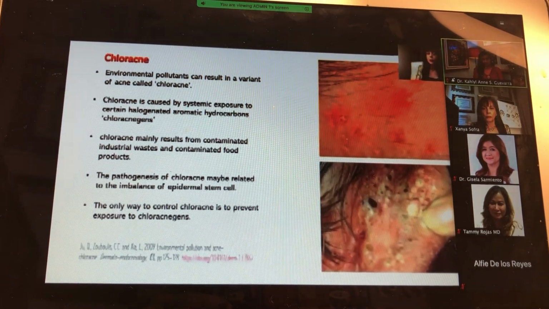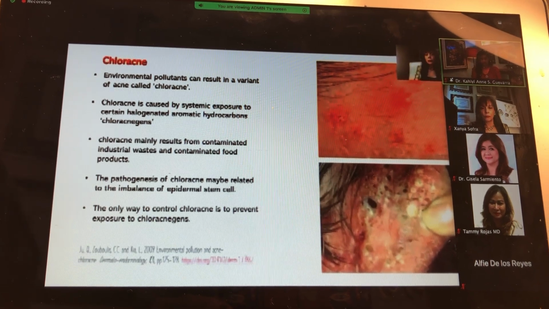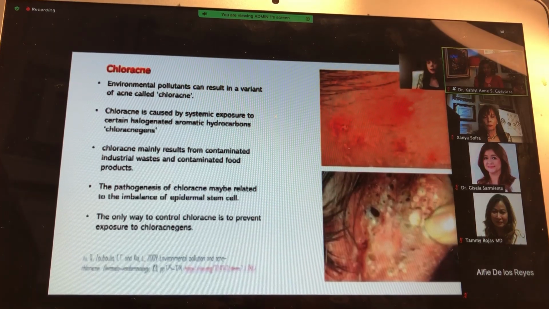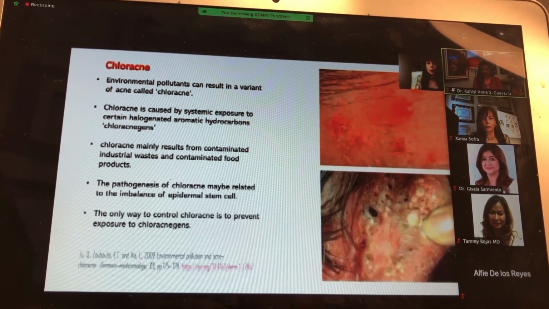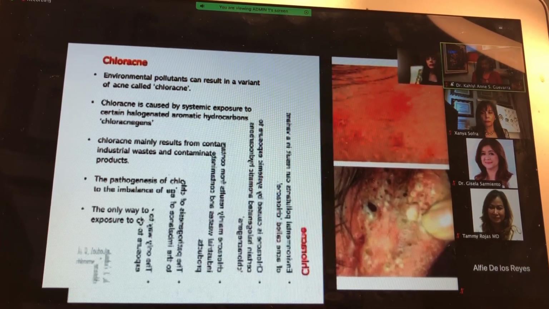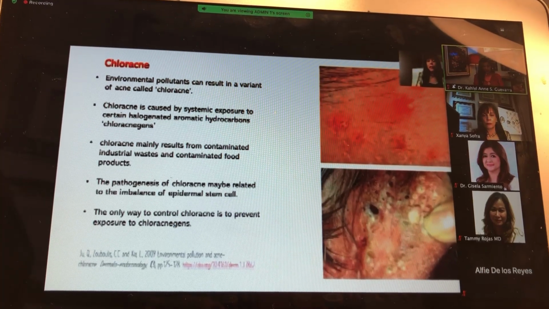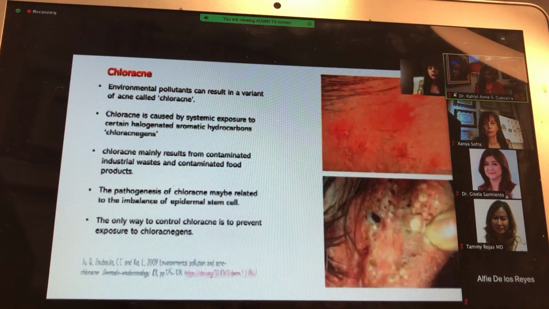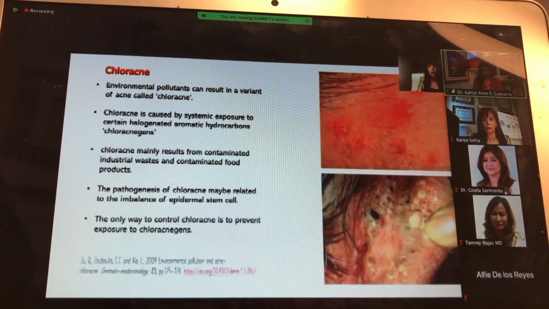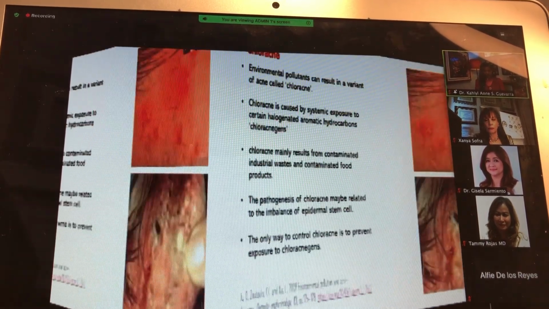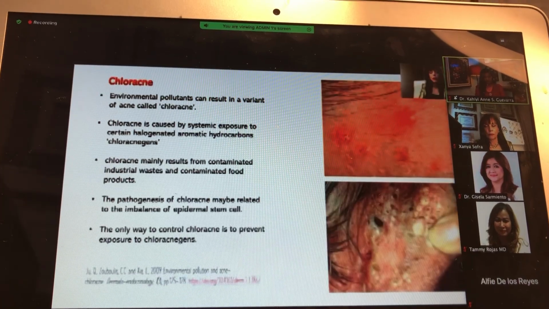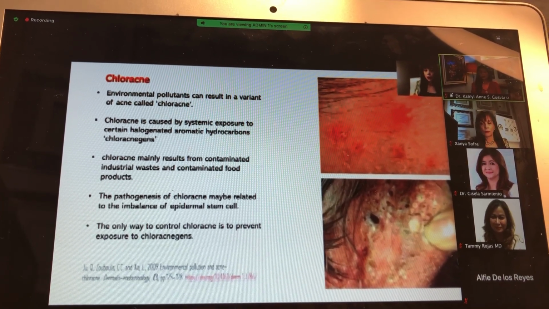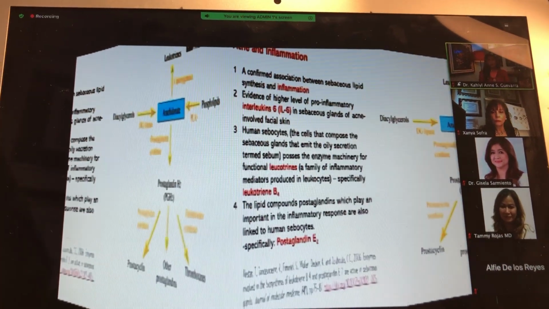Environmental pollutants can result in a variant of acne called chloracne. Chloracne is caused by systemic exposure to certain pollutants in the environment, contaminated industrial waste, and contaminated food products. The pathogenesis of chloracne may be related to an imbalance of dermal stem cells. The only way to control chloracne is to prevent exposure to the pollutants that induce chloracne.